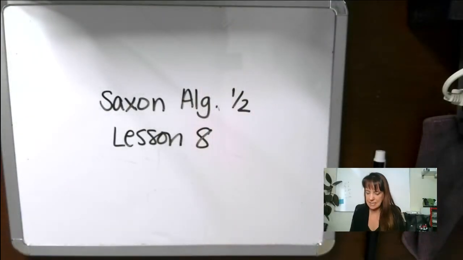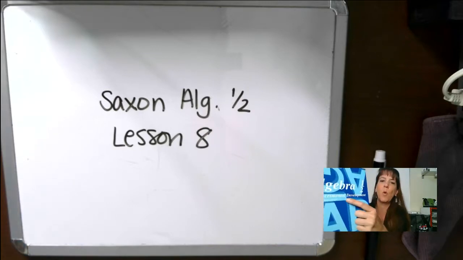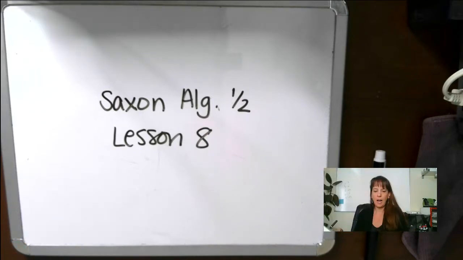We're going to be talking about multiplying by 100, multiplying by 10, multiples of 10 basically, and ordering decimals. So let's get started. Like I said, this is going to be lesson 8. For those of you who are following along at home, we are in the 3rd edition of the Algebra 1 half book for Saxon. I am on page 31. Actually, I'm just going to jump straight to 32.